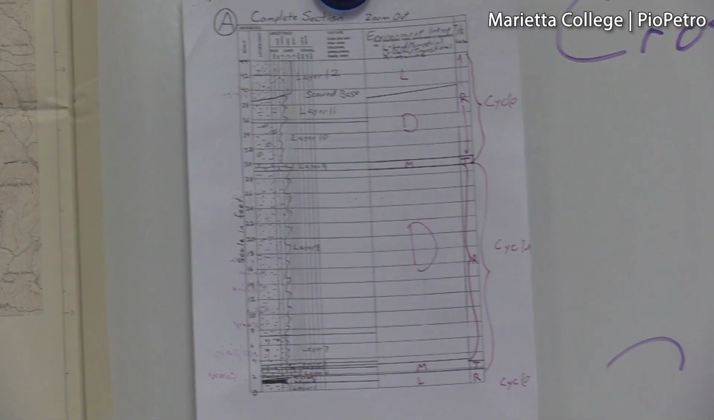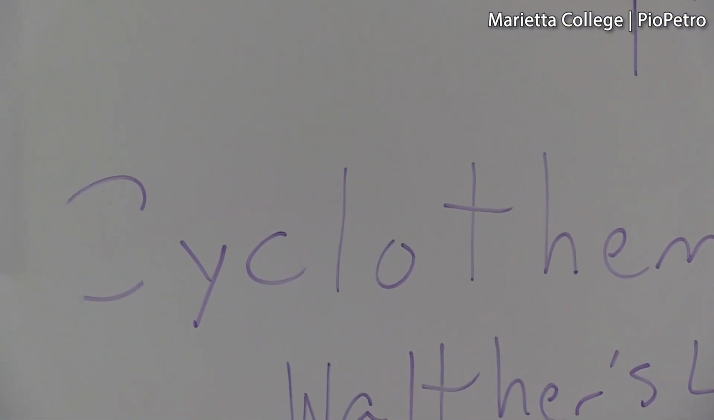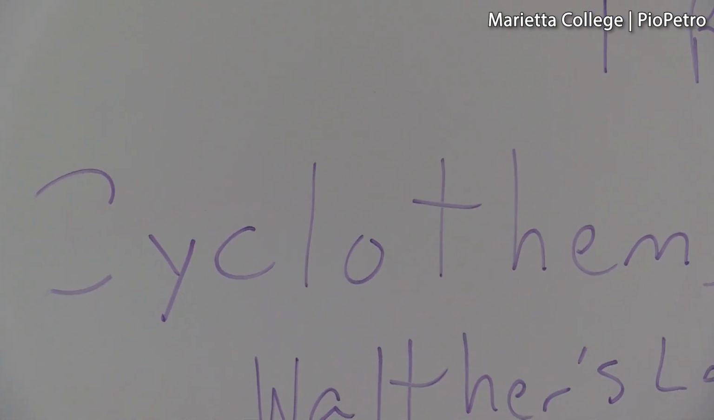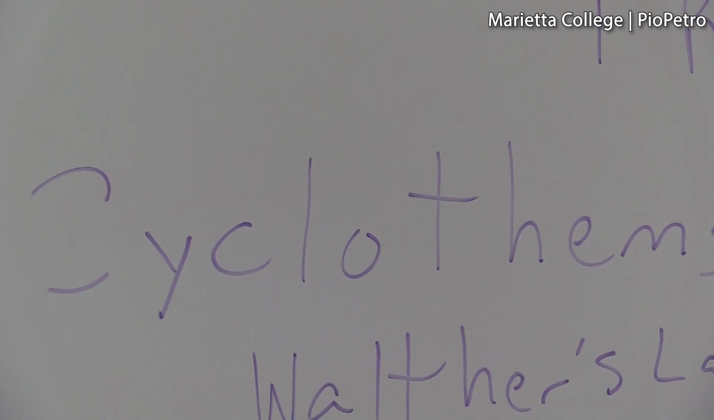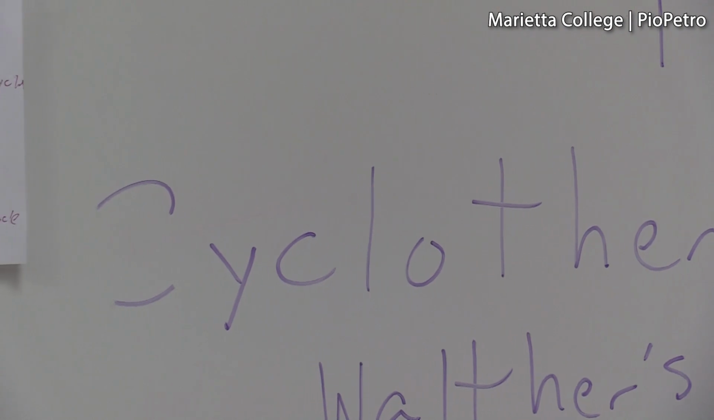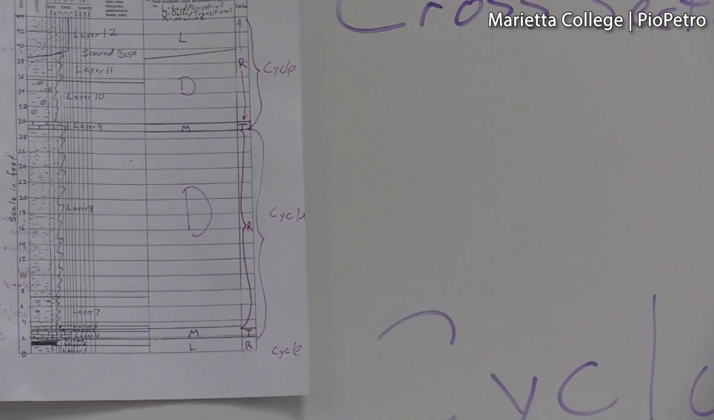And there's a special word for that type of cycle that we use for Pennsylvanian cycles that actually contain coal, and that is the word cyclothem. I actually have, part of the C got erased there. That's how it's spelled, cyclothem.